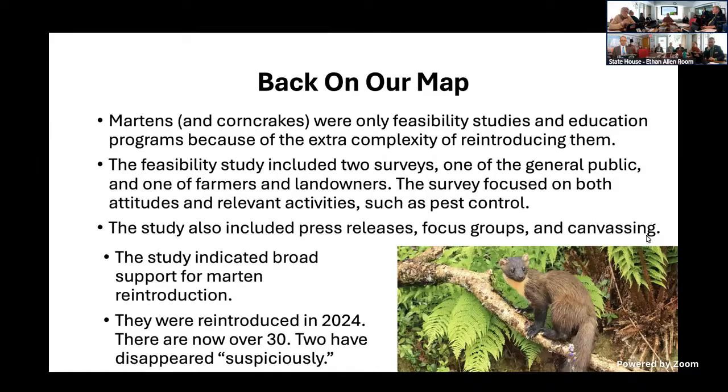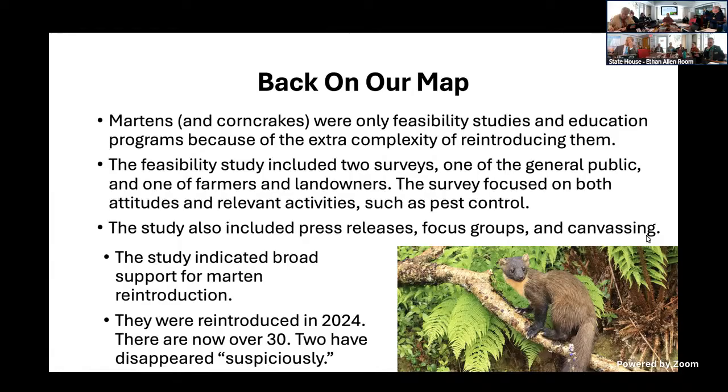The martens, as the only predator, were a bit of a special case. And there's a bird called a corncrake that was also a feasibility study, but you don't need to hear about that. Because of the extra difficulties reintroducing predators, they went in as a feasibility and educational program, reaching out to various members of the community, speaking to different organizations around the area.